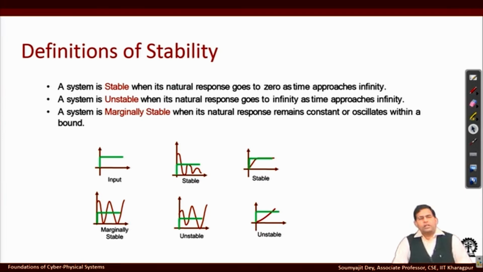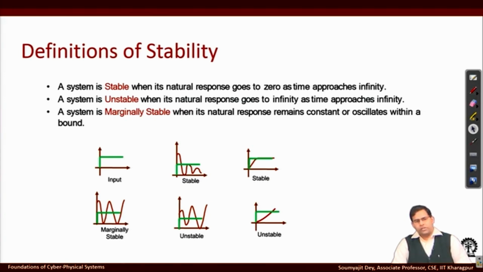We can say that, well, a system is stable when its natural response goes to 0 as the time approaches infinity. So if you remember from our previous discussions, we said that the system's time response will have two components. There is the natural response and there is also the steady state thing, right? So when this natural response, the initial oscillations, do not build up and it dies down and only the steady state behavior remains, we would like to say that the system is stable.